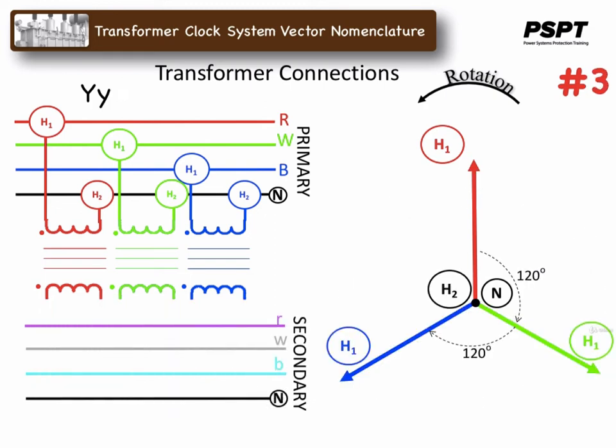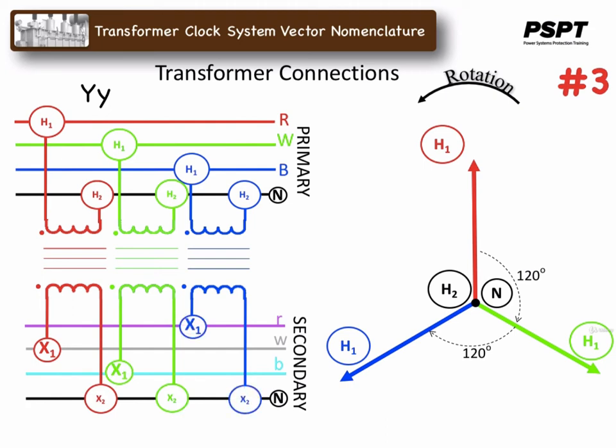For the third connection, the YY connections would look like this. The red winding X1 terminal is connected to the secondary white phase bus. The white winding X1 terminal is connected to the secondary blue phase bus, and the blue winding X1 terminal is connected to the secondary red phase bus. And all of the X2 terminals are connected together to form a secondary neutral.